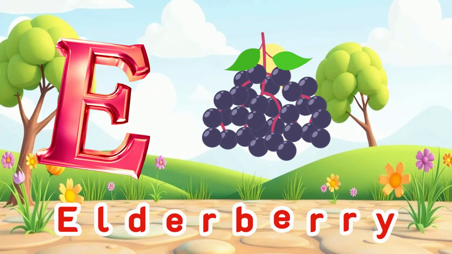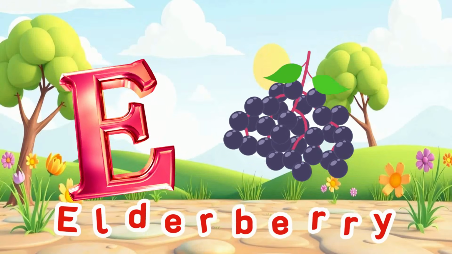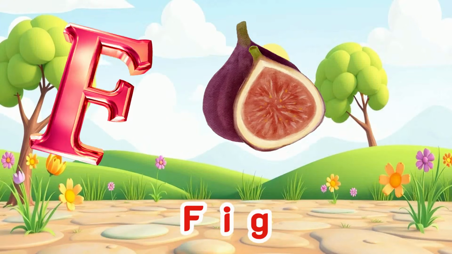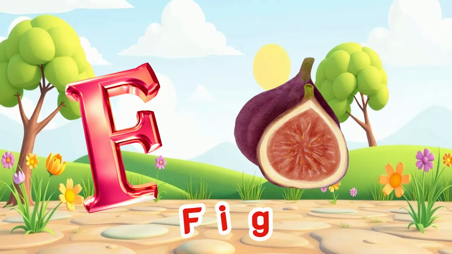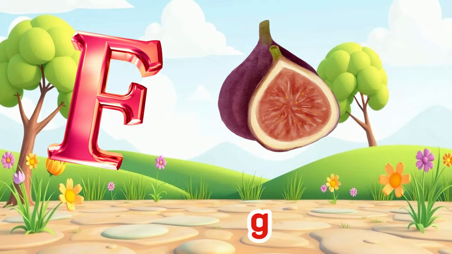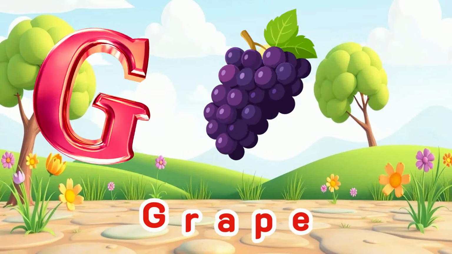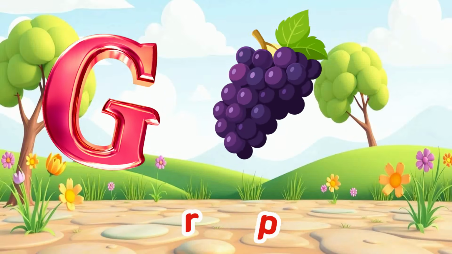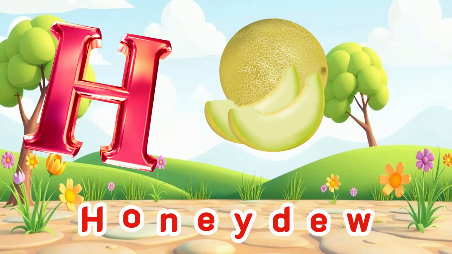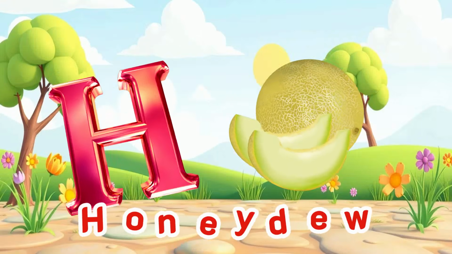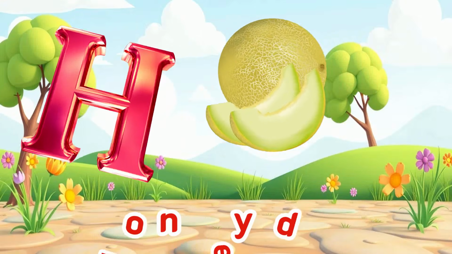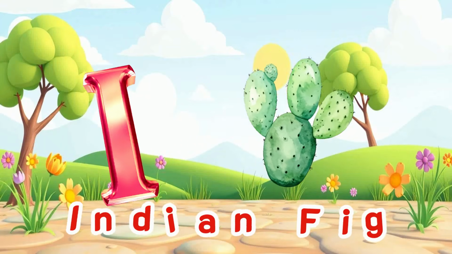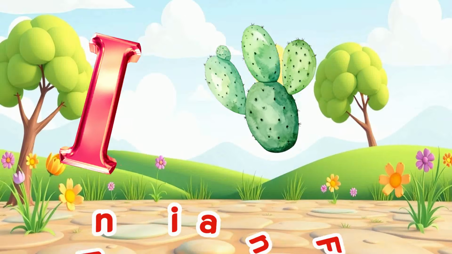E is for elderberry. E, elderberry. E is for elderberry. F is for fig. F, fig. F is for fig. G is for grape. G, grape. G is for grape. H is for honeydew. H, honeydew. H is for honeydew. I is for Indian fig. Indian fig. I is for Indian fig.